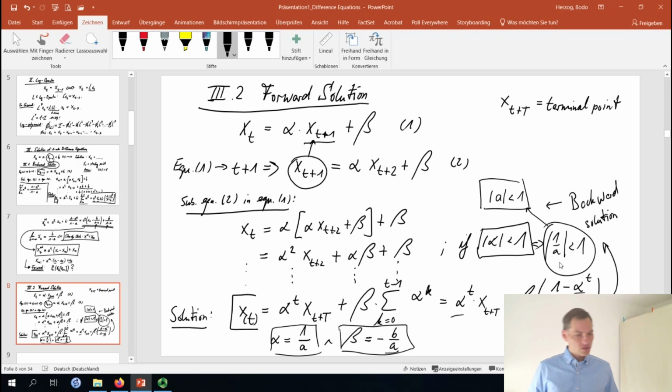Okay, so we have seen in this short video that we can solve first order difference equations with the backward and the forward solution method. In the next video, I will discuss a generalization and I will do some explicit examples.